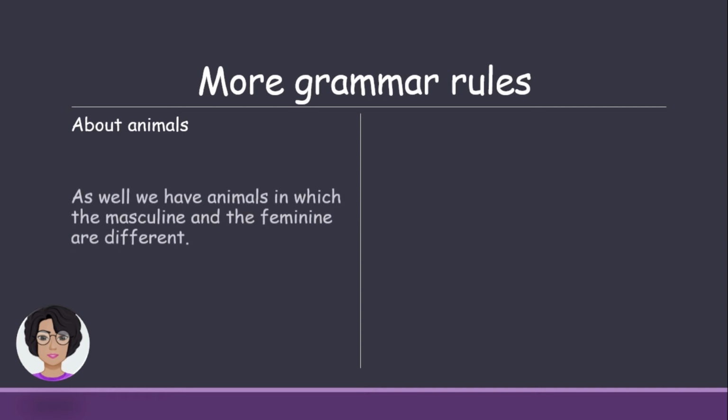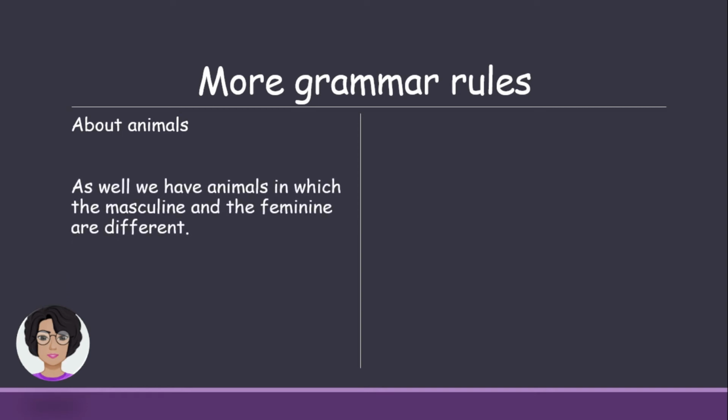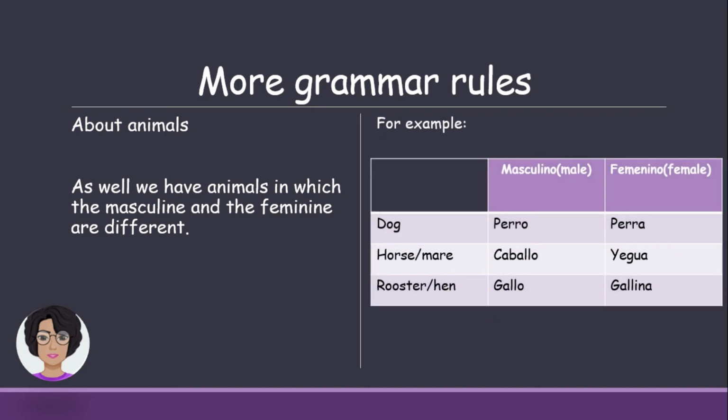As well, we have animals in which the masculine and the feminine are different. And let me give you some examples. In English, we have the word dog, for female and male. But in Spanish, we have two words. So for male, we would say perro, and for female, we would say perra.